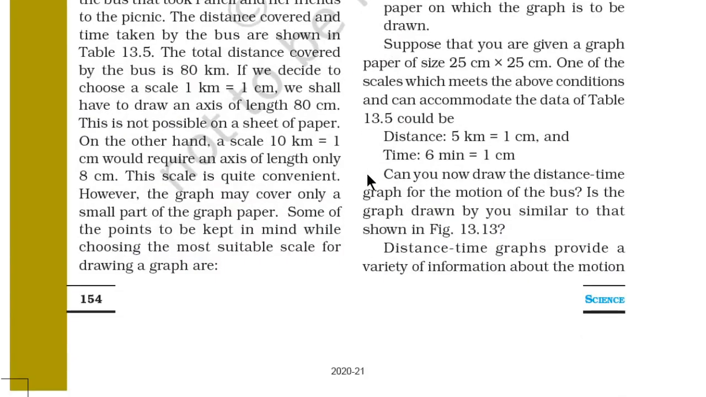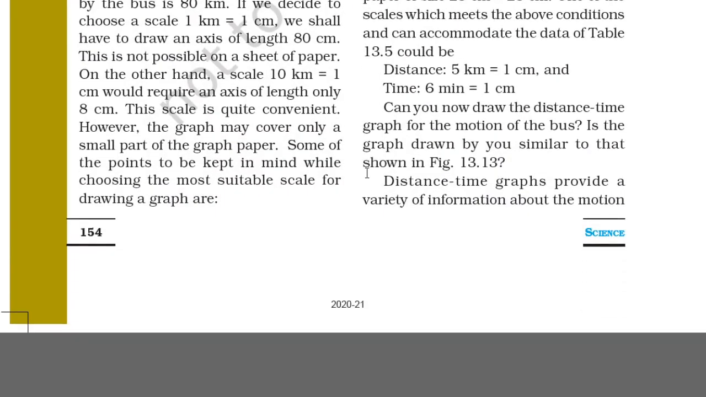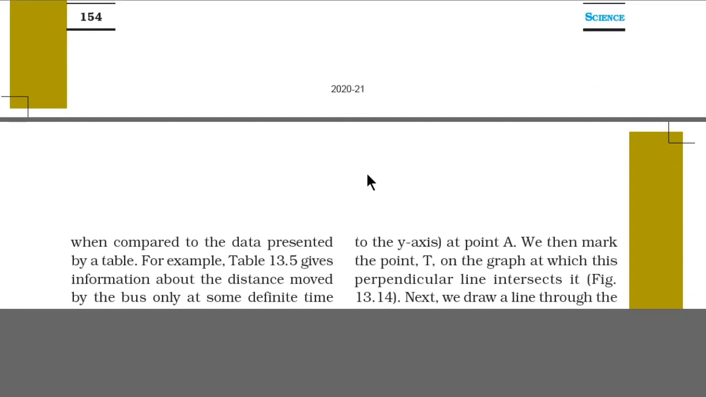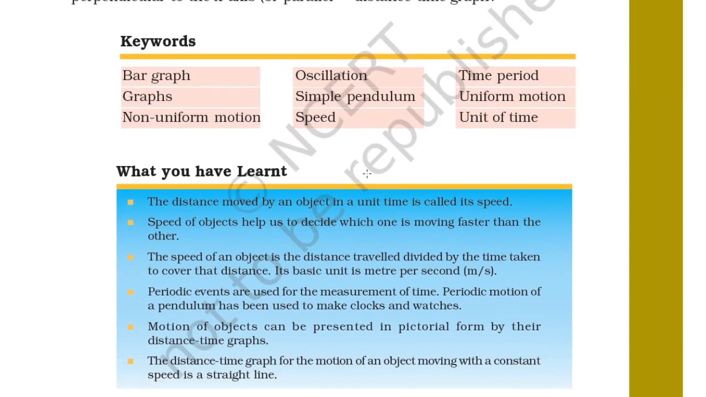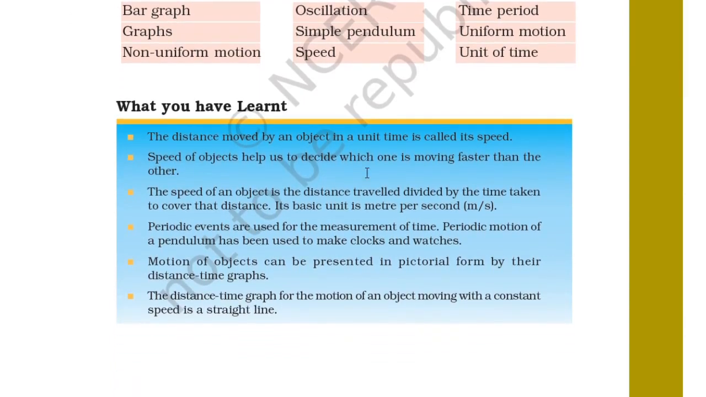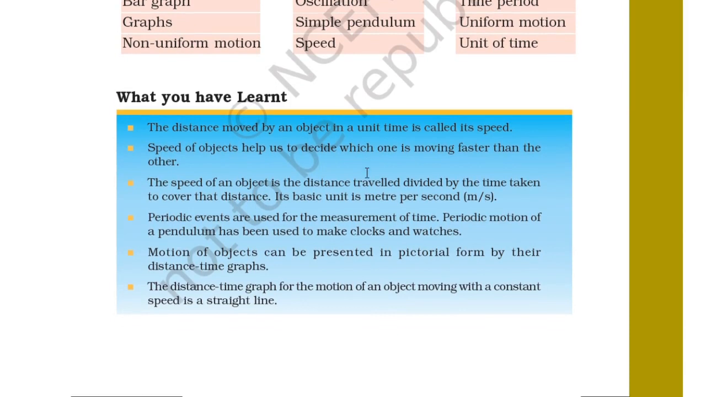So here the chapter is finished. Now we will see in a nutshell what we have learned so far. The distance moved by an object in a unit time is called its speed. The speed of an object helps us decide which one is moving faster than the other. The speed of an object is the distance traveled divided by the time taken to cover that distance. The basic unit is meter per second.